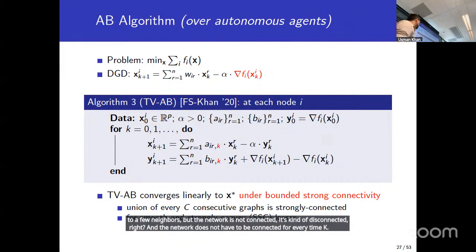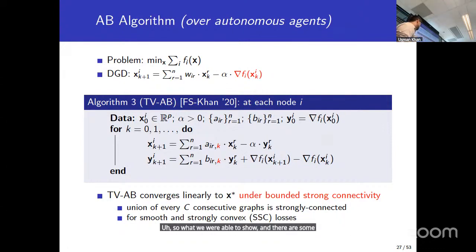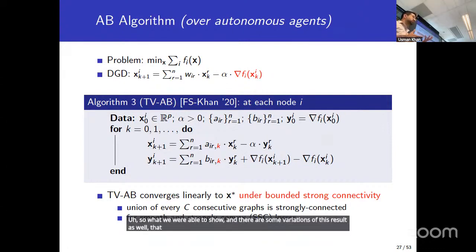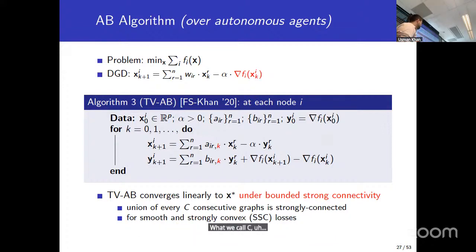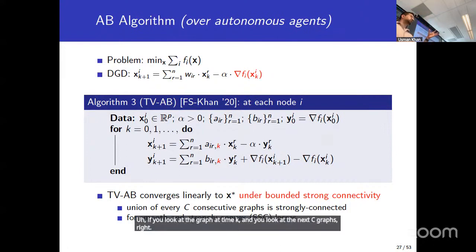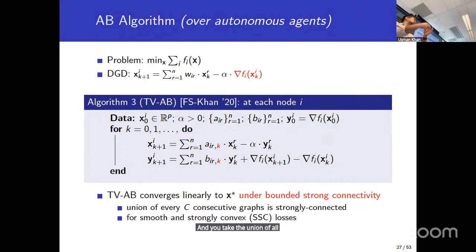So what we were able to show, and there are some variations of this result as well, is what we call C bounded strong connectivity. So that means that if you look at the graph at time k, and you look at the next C graphs, or networks, and you take the union of all these C graphs, then that union is strongly connected. And this is true for every k.